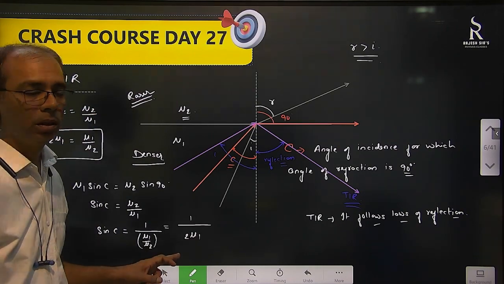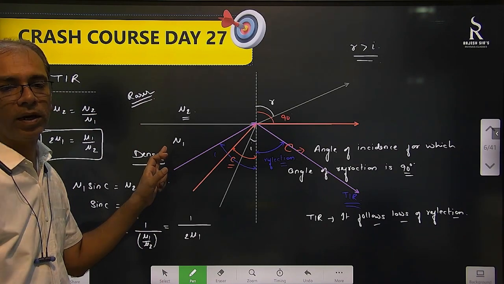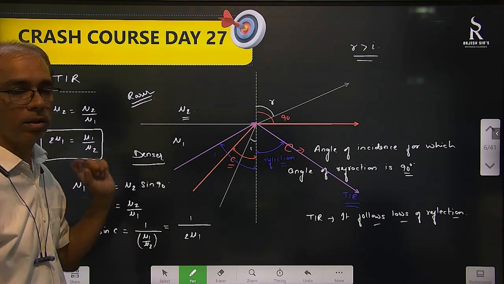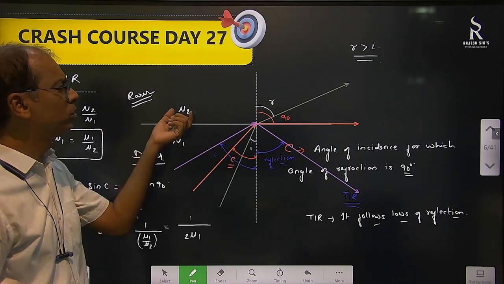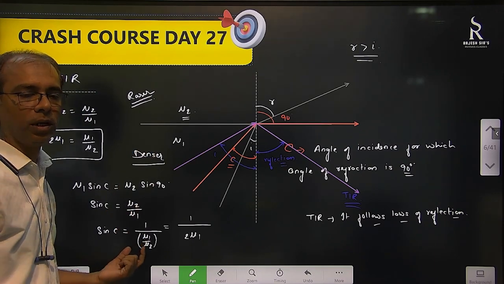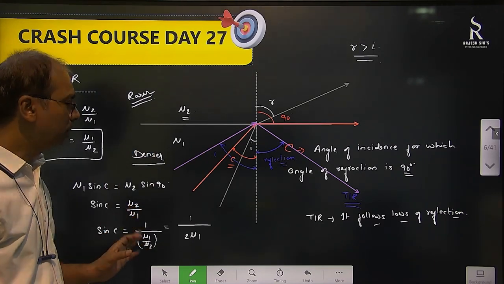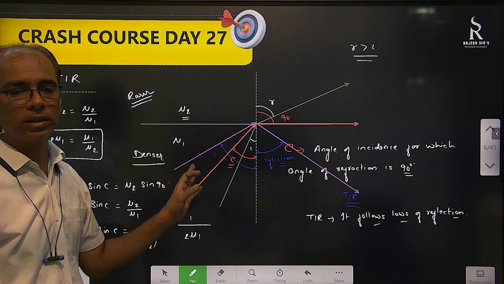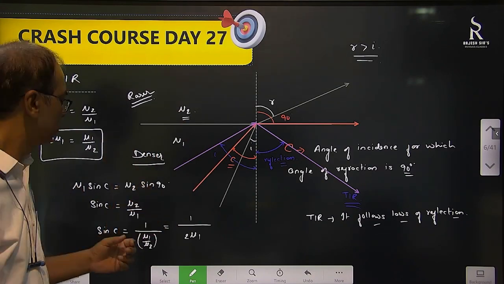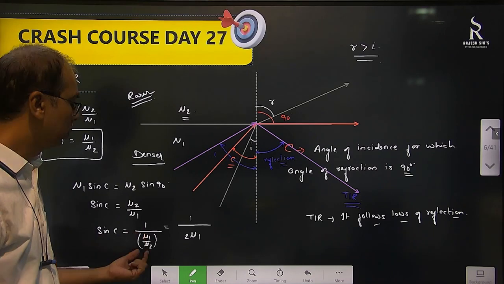Now what is mu 1? Remember that, from where the ray is coming. That means the denser medium's refractive index. 2 means the refractive index of the rarer medium. Remember that always. Normally mu 2 used to be air. So normally we will be writing here mu 1 only in normal cases. So remember that from whichever medium the ray is coming, that is mu 1, and where it is going is mu 2. So sin C equals 1 by mu 1 by mu 2.